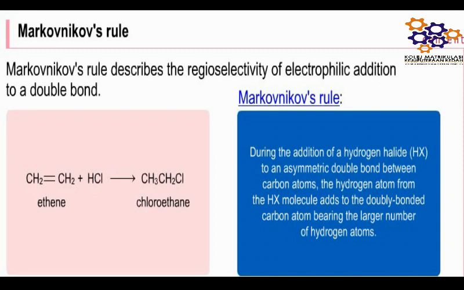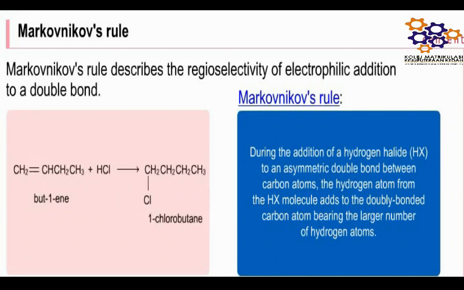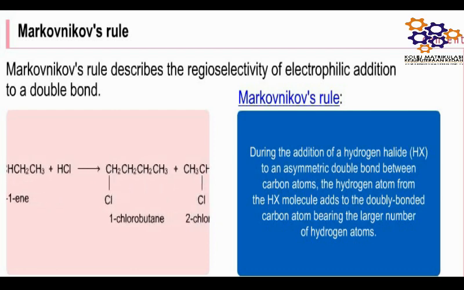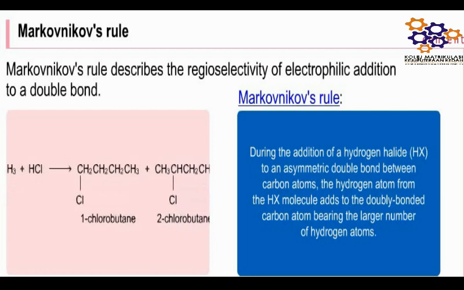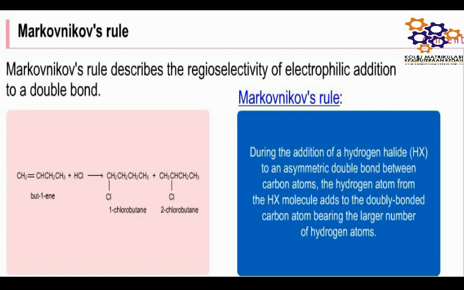As you already know, the addition reaction of hydrogen chloride to ethene gives chloroethene. If we used but-1-ene instead of ethene, we could theoretically obtain 2 different products: 1-chlorobutane and 2-chlorobutane. However, analysis of the reaction products shows that over 99% of the product is 2-chlorobutane. The outcome of the reaction is illustrated by Markovnikov's rule.